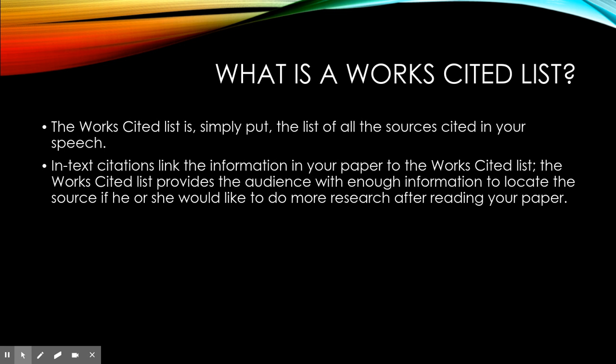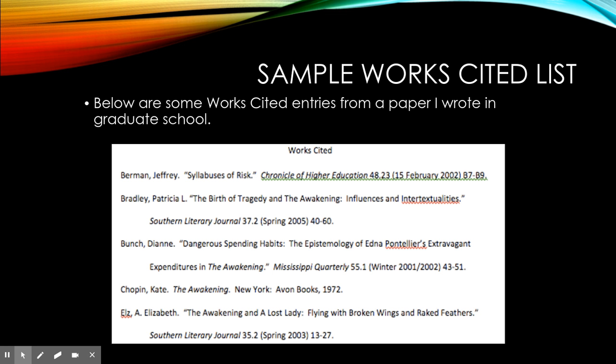The in-text citation is right there in the body of the paper, and it gives the reader enough information to connect what you wrote in the body of your paper to the works cited list, so that if they want more information about what you're writing about, they can connect that source in the works cited list. The works cited list then gives them enough information to go find that source for themselves if they absolutely have to go read it. So this is a sample of what a works cited list might look like.